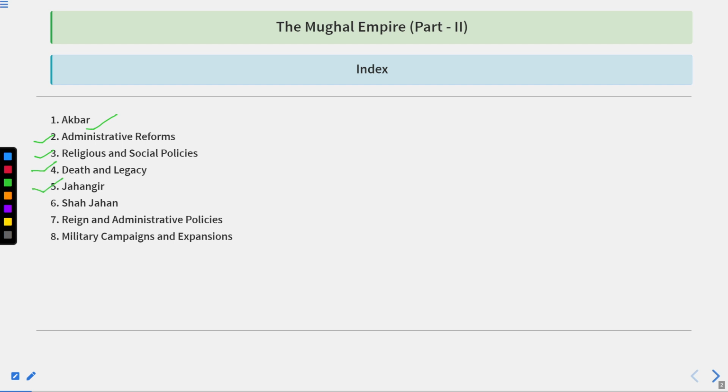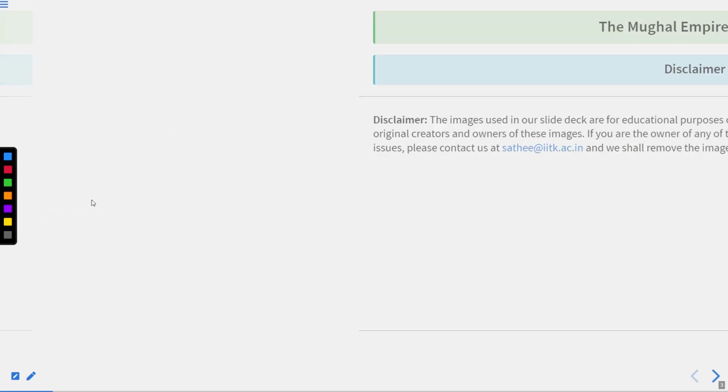Then we will discuss some points related to Jahangir, especially the 12 ordinances passed by Jahangir and Jahangir painting during the time of Jahangir. We will also discuss some points related to Shah Jahan, his reign and administrative policies, as well as some military campaigns and expansion started by Shah Jahan. So these are the topics we will cover in today's class.